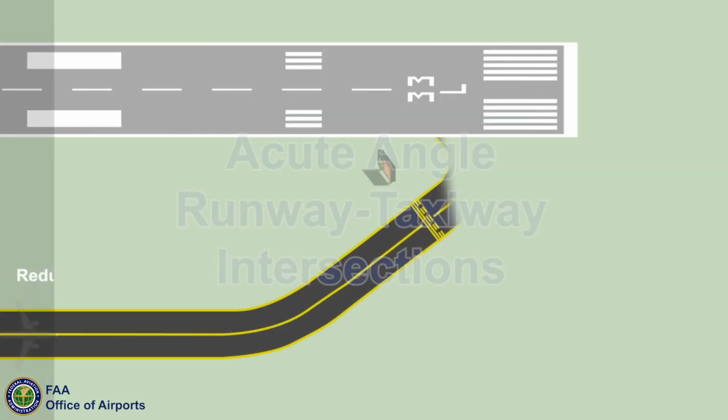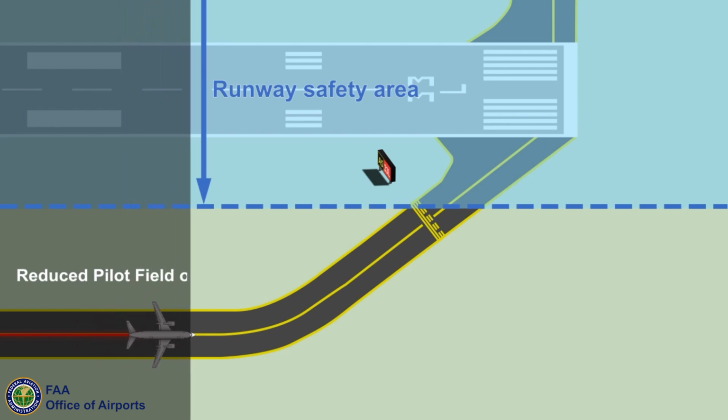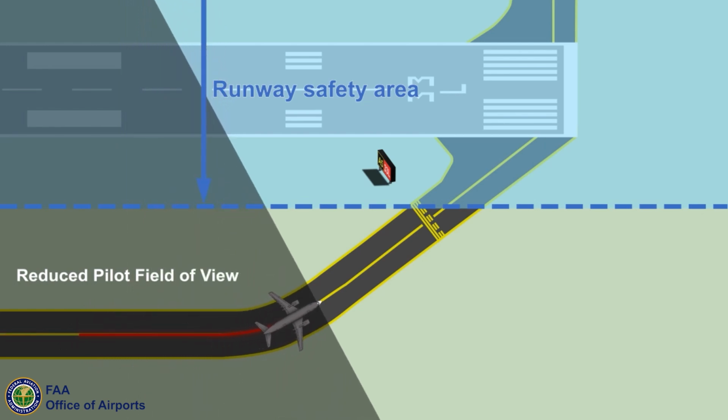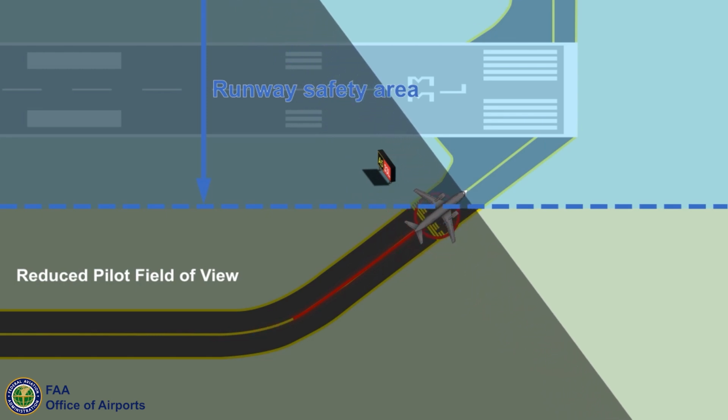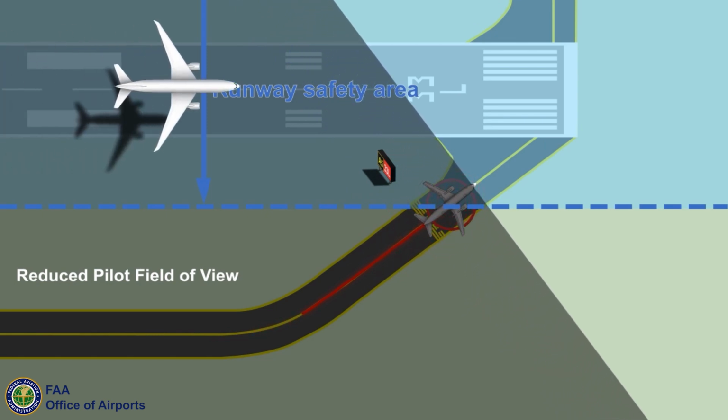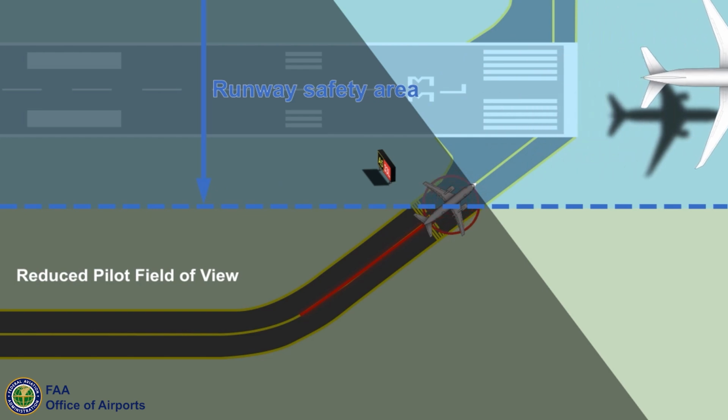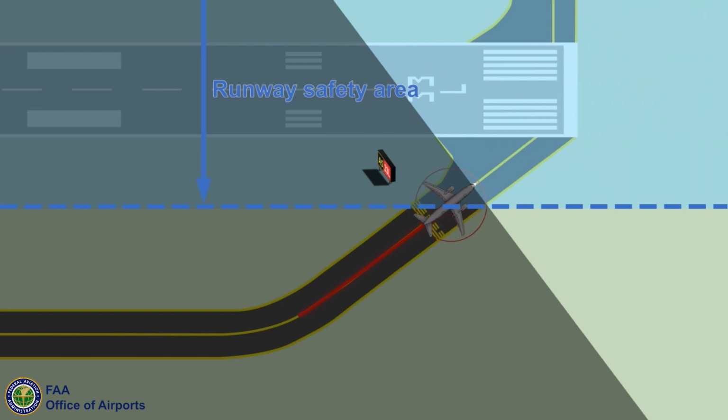An acute angle intersection reduces a pilot's field of view of the runway, thus making it difficult for a pilot to see an aircraft operating on the runway. Acute angle entrance taxiways also create an undesirable condition of locating hold position signs within the RSA limits. An acute angle also reduces a pilot's situational awareness because it does not match the expectations for a standard runway entrance, as the angle creates a wide expanse of pavement.